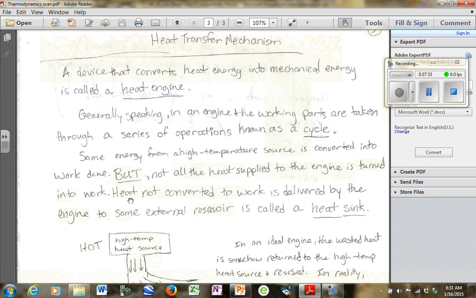So we're going to move on to talking about these internal combustion engines and just heat transfer mechanisms. Could be burning coal in a locomotive or whatever the case may be, but any device that converts heat energy into mechanical energy is called a heat engine. Generally speaking, in an engine the working parts are taken through a series of operations known as a cycle, and we'll be looking at that in a minute.